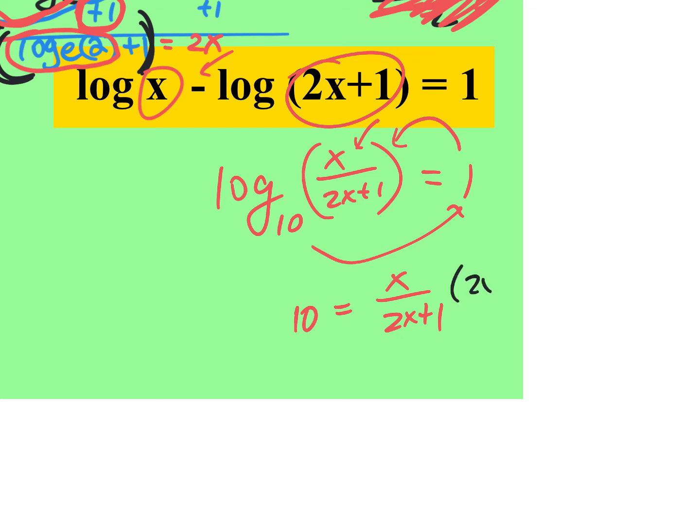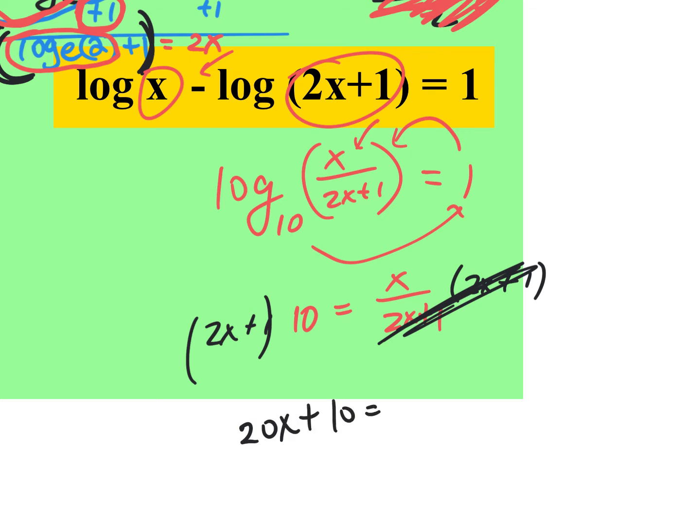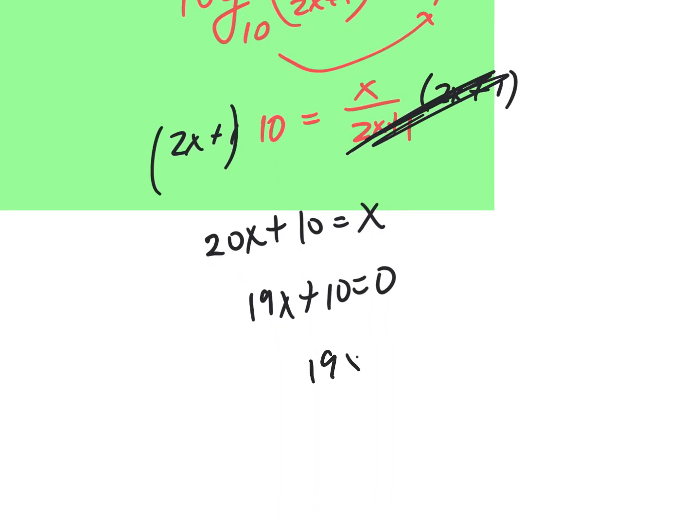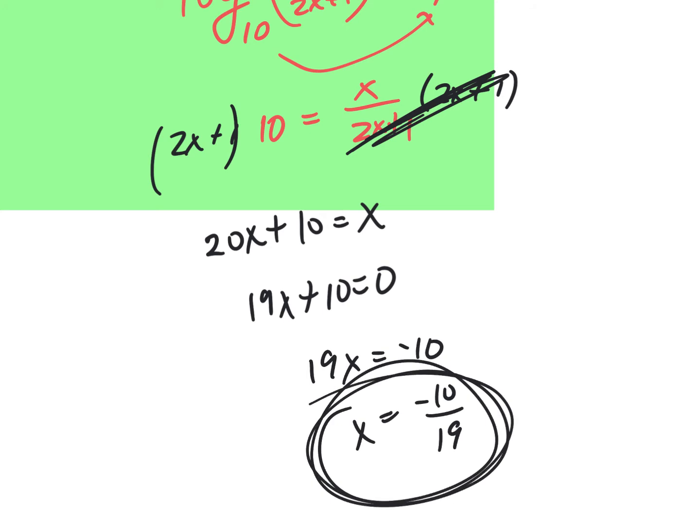So you multiply both sides by 2x plus 1, and that disappears. And now multiplying that out, 10 times the 2x makes 20x plus 10 equals x. Subtracting x from both sides, 19x plus 10 equals 0. Can't factor that one, so I'm going to go 19x equals negative 10. x equals negative 10/19. Raise your hand if you had that one, same as me. Awesome. Now, did any of you take the time to go back and check it?